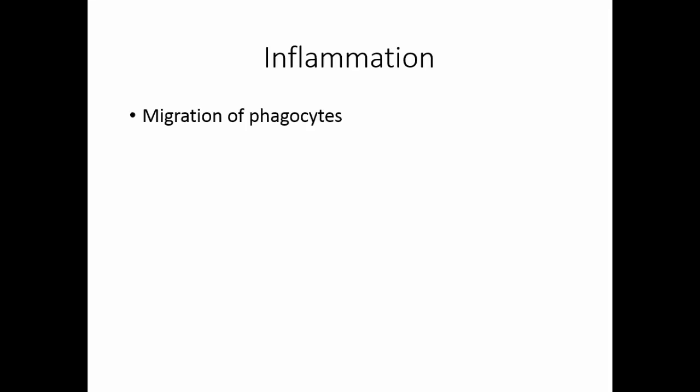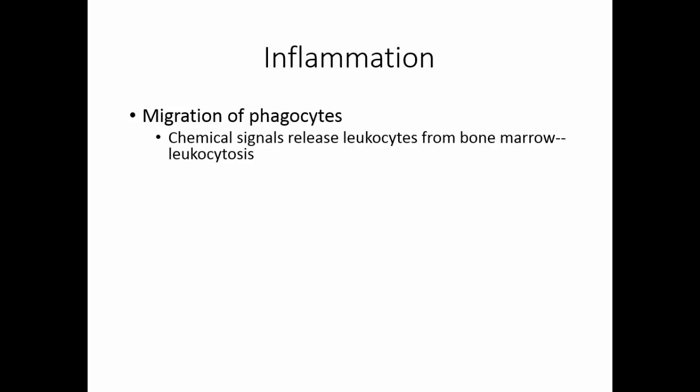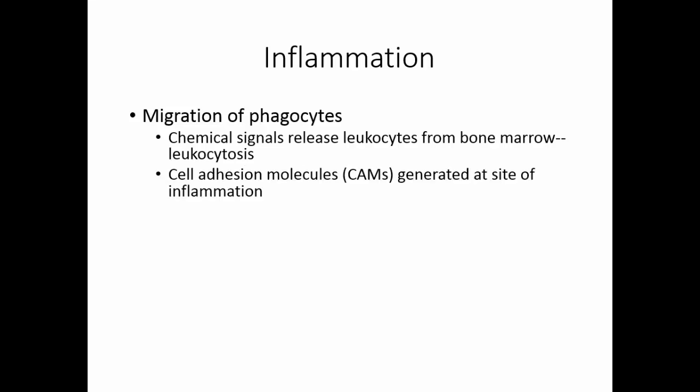Inflammation begins with the migration of the phagocytic cells. Chemical signals will cause the release of leukocytes from the bone marrow. This provides us with leukocytosis, or an increased white blood cell count. Then we have the development of cell adhesion molecules, or CAMs. These are generated at the site of inflammation.